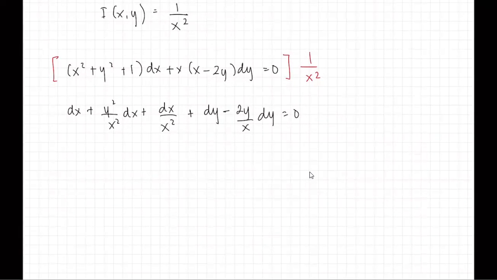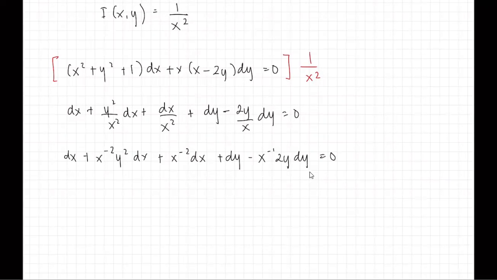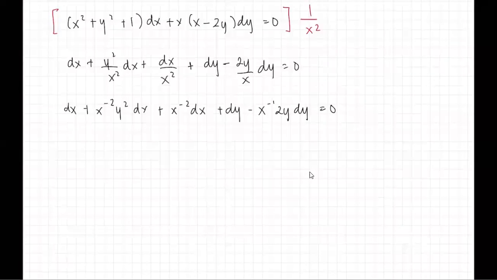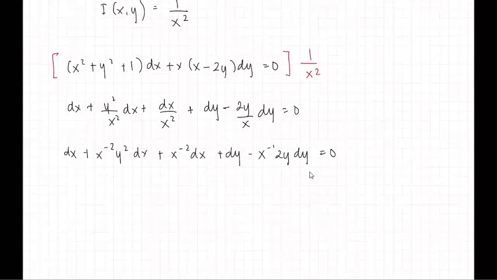Next, let's try to rearrange. Let me move everything in the denominator to the numerator so we can see if there is a relationship. So, x to the negative 2 y squared dx plus x to the negative 2 dx plus dy minus x to the negative 1 times 2y dy is equal to 0. So, from our previous lecture, to solve and simplify this, we need to regroup the terms.